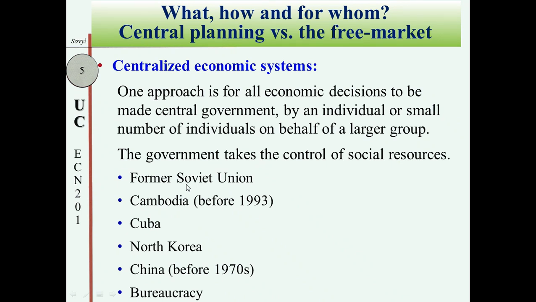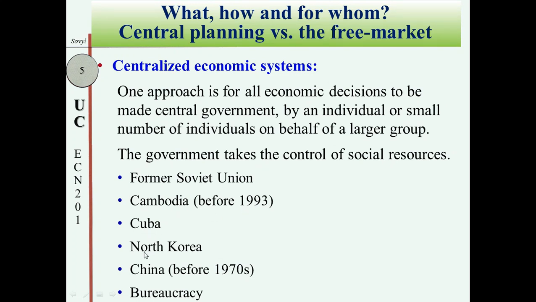Now you don't know what the Soviet Union is. You know only the Russian Federation. The Russian Federation is a new system. The old one was the Soviet Union. Cambodia before 1993, from 1977 to 1993, Cambodia was a centralized economic system because everything at that time was decided by the government.